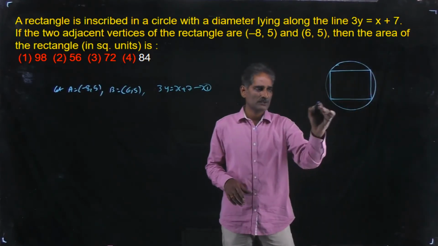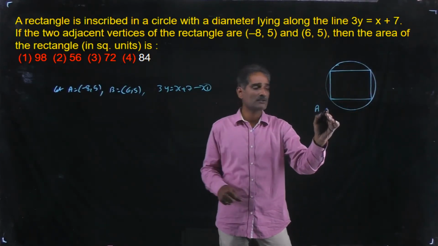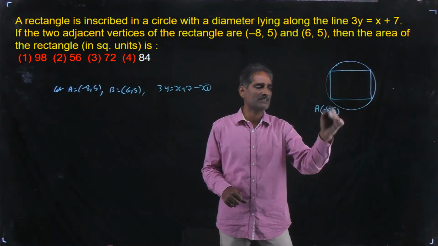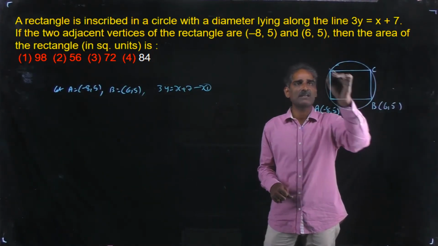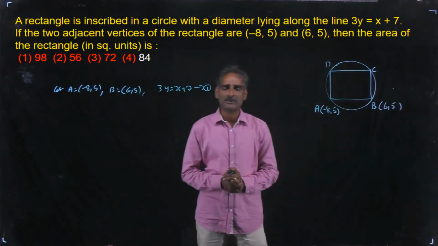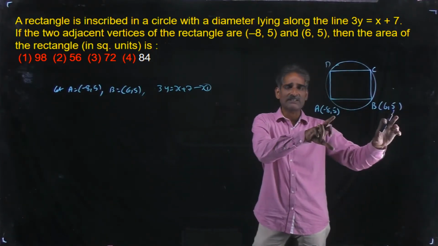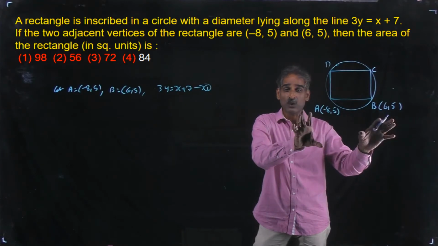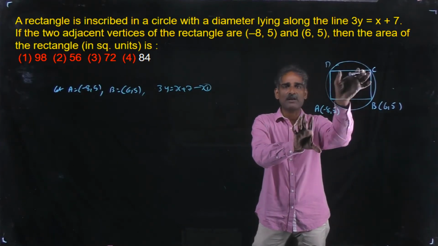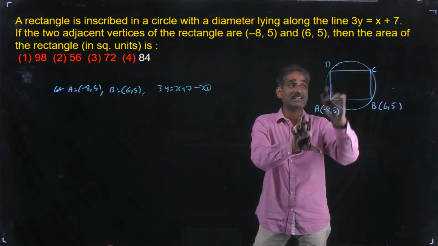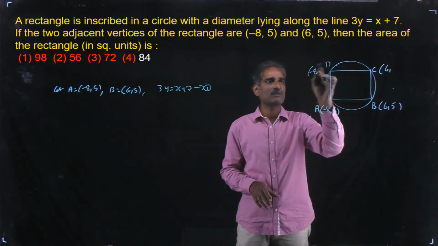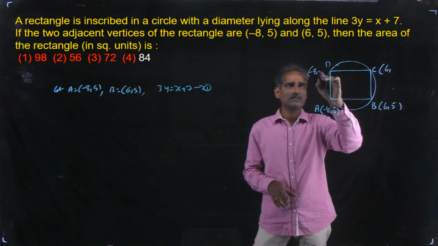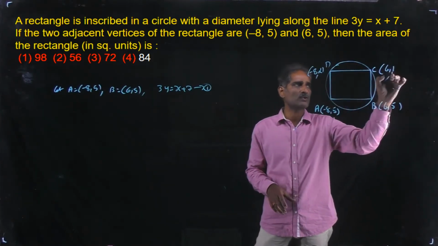Okay. So let us take A equal to (-8, 5), given that B is equal to (6, 5), and C and D are the remaining points. Just observe that these y coordinates are the same, which means this is a line parallel to the x-axis. This is also parallel to the x-axis. Here the x coordinates are the same for these points also, (6, something) and (-8, something). We don't know the y coordinates. Let us take this equal to alpha and this equal to beta.